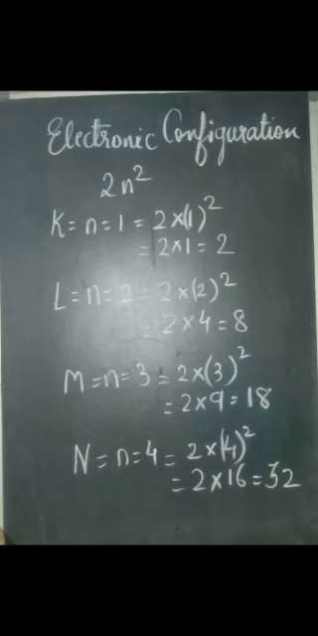M is the third shell, so N is equal to 3. So the total electrons is 18. And N is the fourth shell, so the total number of electrons is 32. So N is having 32 electrons. This is the maximum capacity of these shells. First shell will have 2 electrons, second shell will have 8 electrons, third shell will have 18 electrons, fourth shell has maximum capacity of 32 electrons.